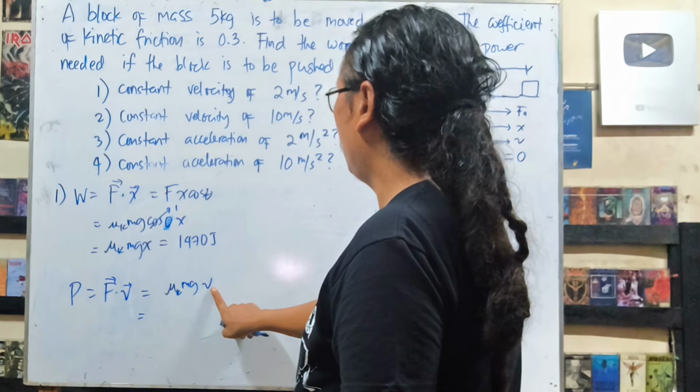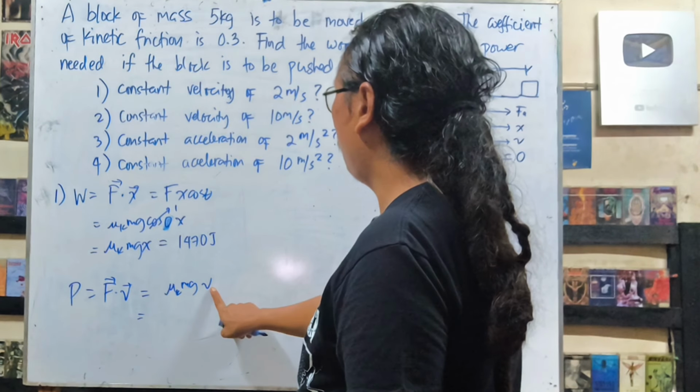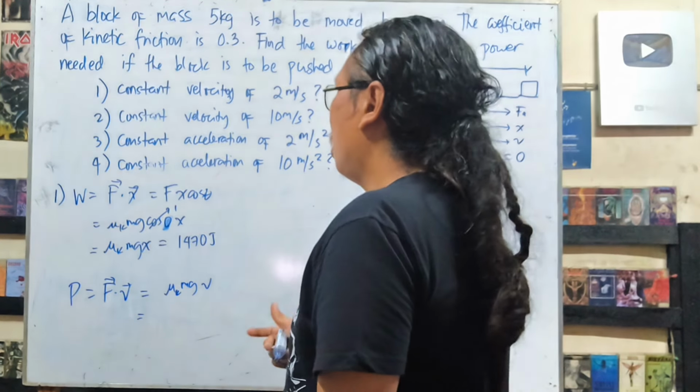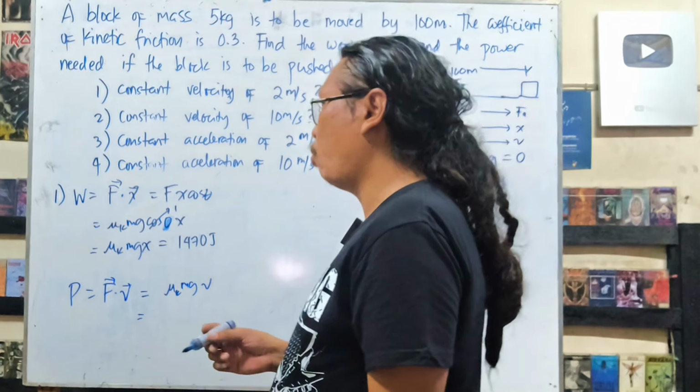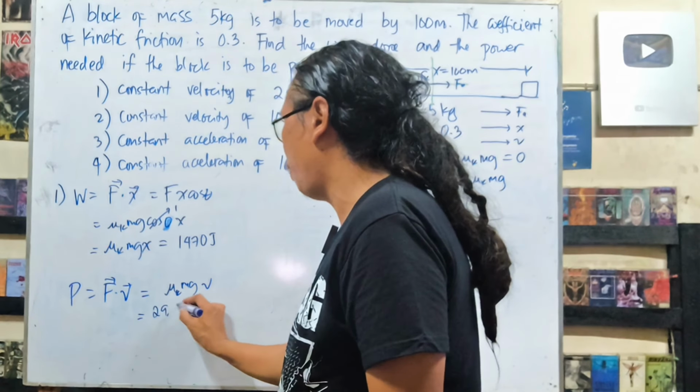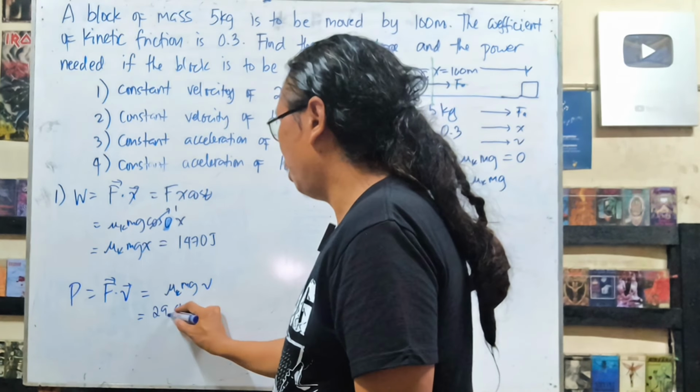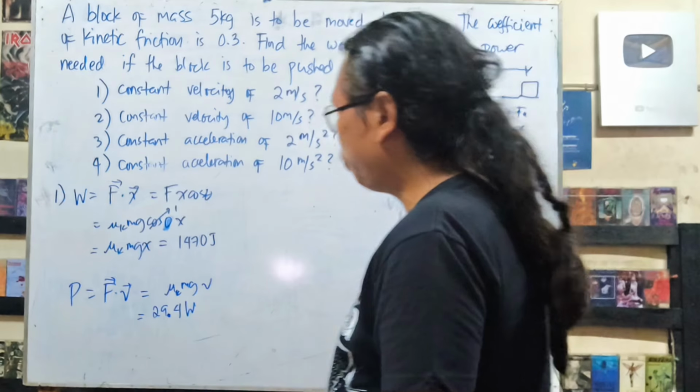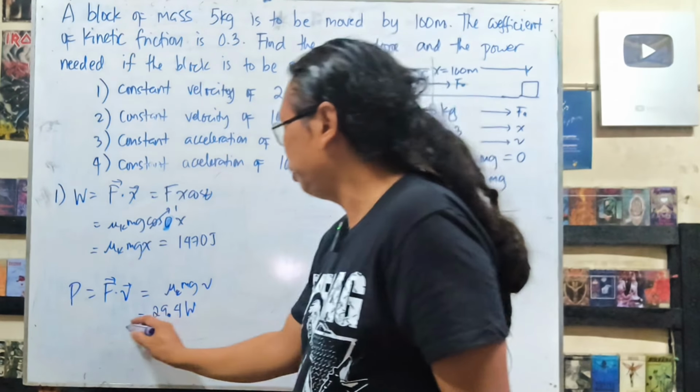9.8 times 3. That would be 9 times 3, 27, plus 2.4. That's 29.4 watts. Okay, that would be joules per second. So this is the answer.